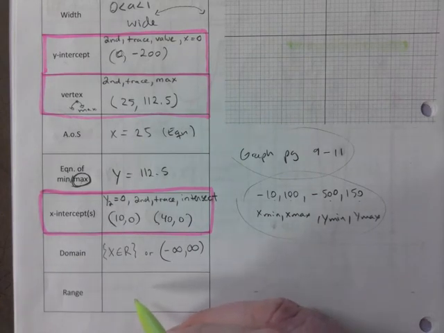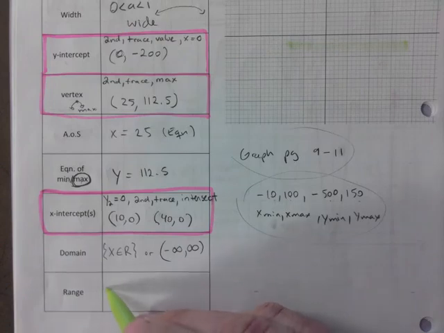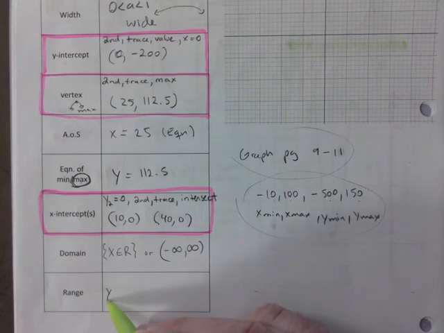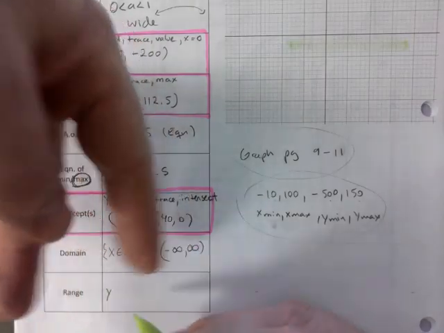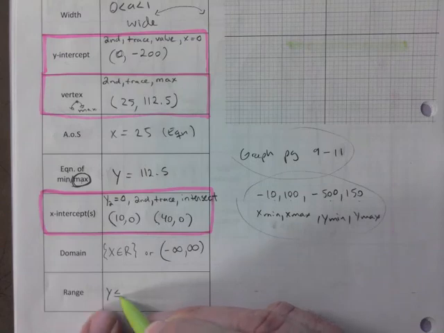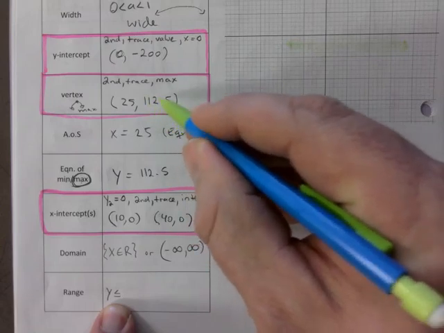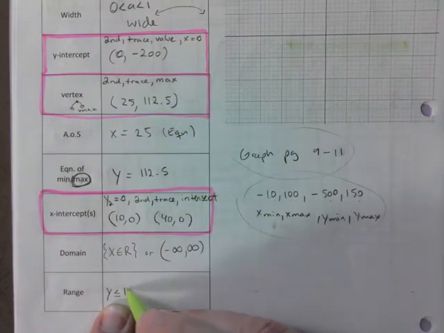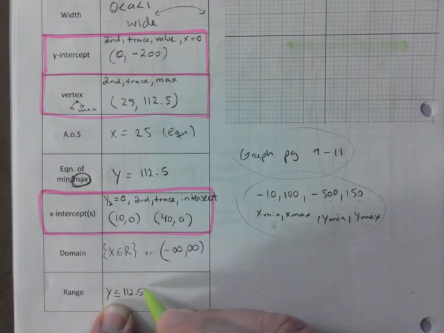It's pointing down, right? So set notation, y is pointing down, so it's less than or equal to. We always go to our vertex for this one. Less than or equal to 112.5. This thing never goes past the vertex above it.